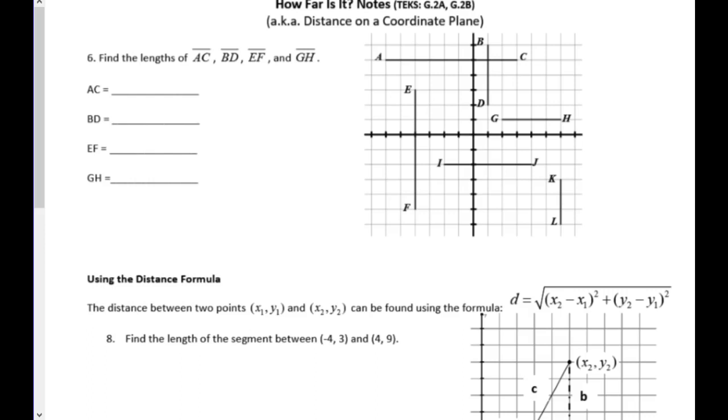Sorry. So on number 6, you're counting AC. So all you got to do is count units. How many units is AC? Okay, 9. What about BD? 4. What about EF? 8. And then what about GH? Okay, so if you are counting horizontally or vertically, you can just count the units, okay?